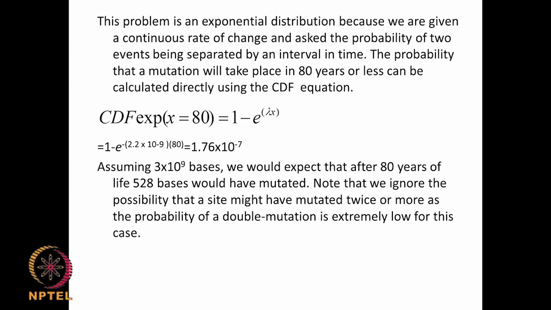Of course, here we assume that the possibility of a site getting mutated twice is extremely low, so it is only a single mutation. By assuming that, we are able to get a probability of 1.76 × 10⁻⁷, and we assume there are about 3 × 10⁹ bases, so there would have been 528 bases that would have got mutated in the 80 years. So, you understand? This is an exponential distribution.